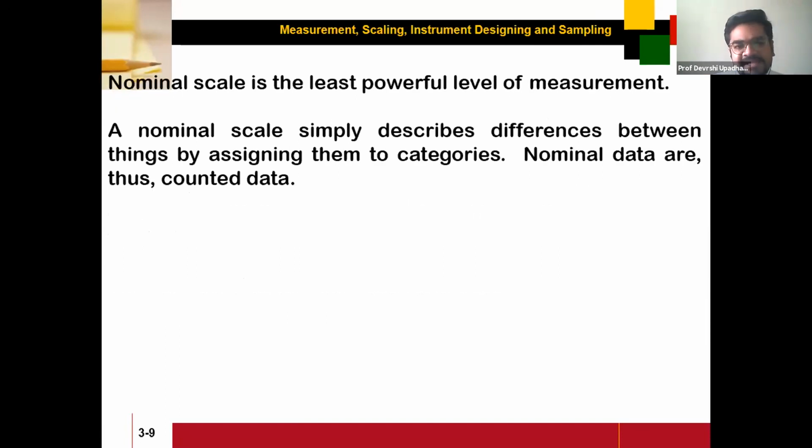So nominal scale is the least powerful level of measurement because a nominal scale simply describes differences between things by assigning them to categories. So nominal data are the counted data, and nominal scale is the categorical variable because ultimately you are just giving the categories. Okay, I'm just giving you an example.